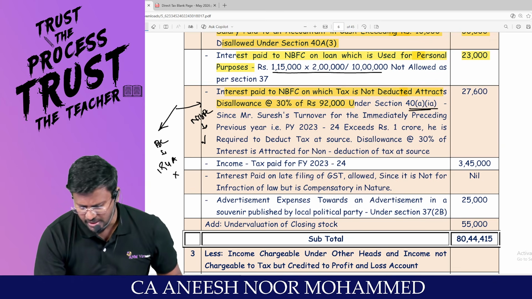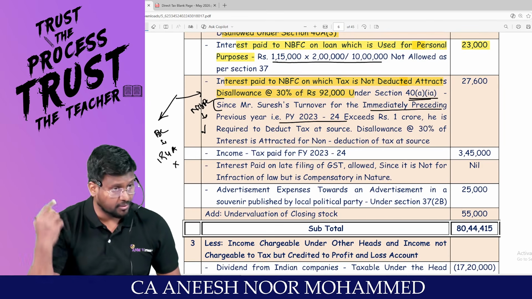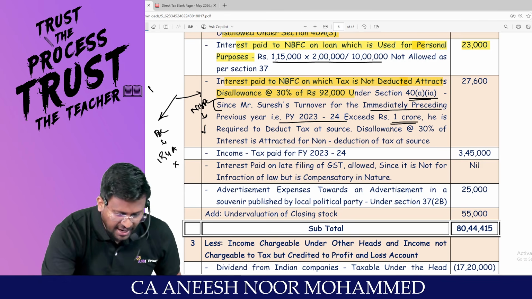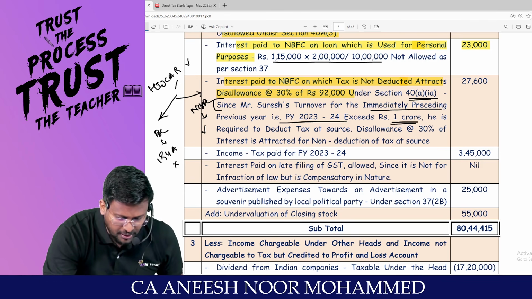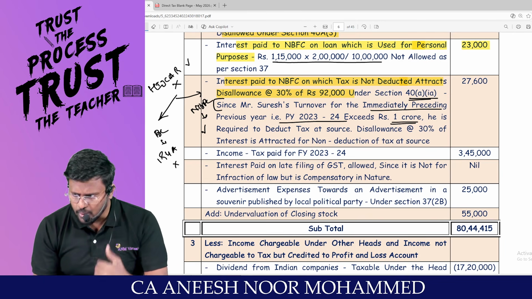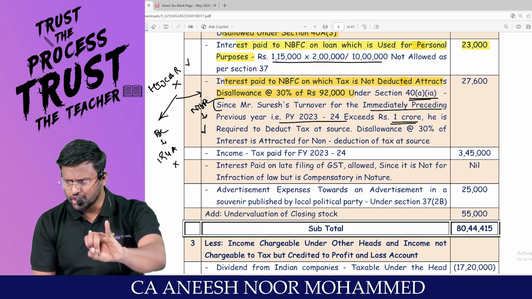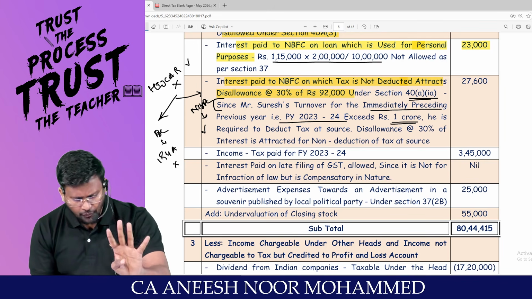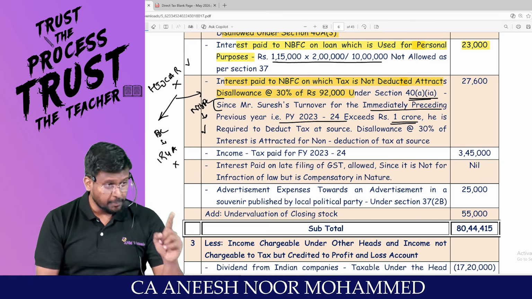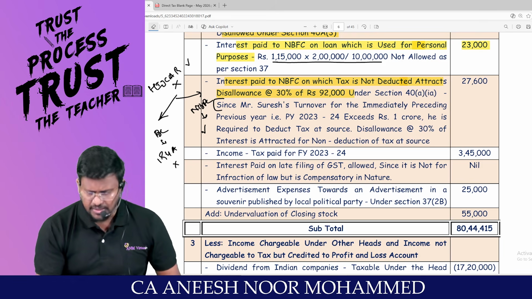Under section 40A subsection 1A, since Mr. Suresh turnover for the immediately preceding previous year 23-24 exceeds how much crore? 1 crore, he is required to deduct TDS. That means the benefit will not be available. Sir, in the immediately preceding previous year, my turnover does not exceed 1 crore in case of business or 50 lakhs in case of profession. In the current year, under 194H, 194I, 194J, 194A, 194C, 194R, you are not liable to deduct TDS. Question specifically highlighting that in the immediately preceding previous year, this guy's turnover exceeds 1 crore.